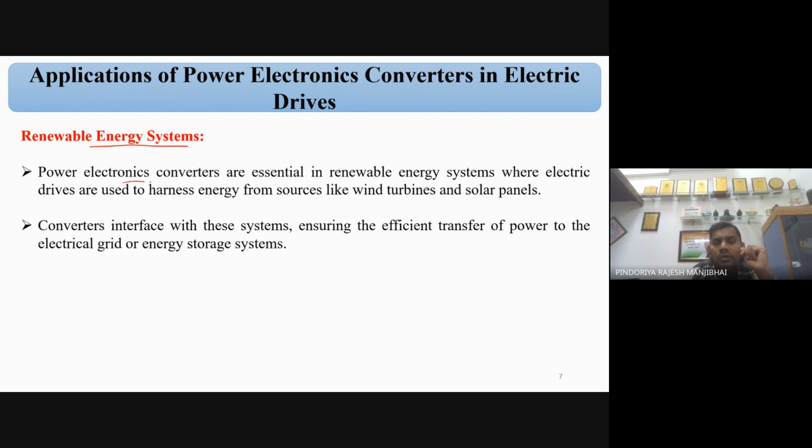So power electronics converters are essential in the renewable energy system where electric drives are used to harness the energy from sources like wind turbines and solar panels. Because the output of the renewable energy is not constant, not fixed, it is variable, correct? It is varying with respect to time. And your load is a constant load, correct? It requires a fixed voltage, correct? So that's why we have to give the power electronics converter for the domestic application as well as the industry application. Okay, done. So that is a renewable energy system.